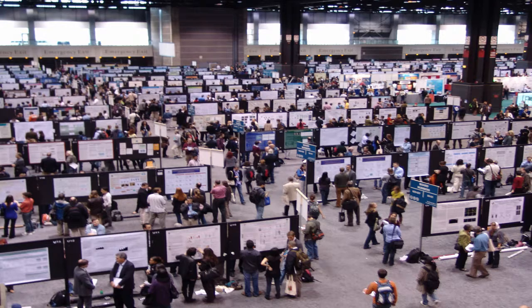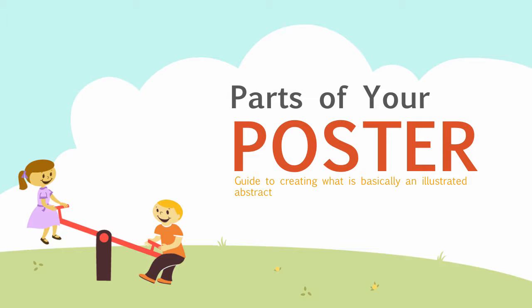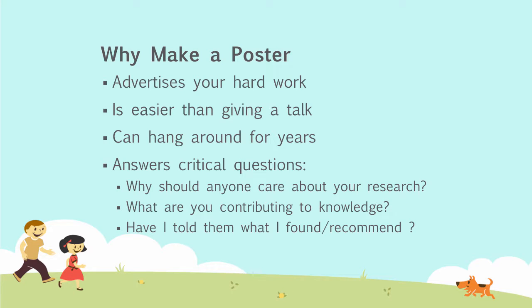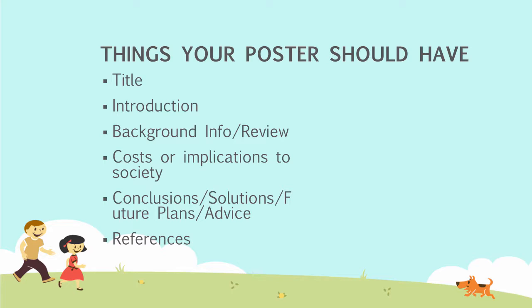So what are some ways to do this? Let's talk about the poster parts first. The first thing you introduce is your title, your intro, your background, your costs or implications to society, and your conclusions and references. And you'll notice that these are, by design, the same titles that we had you write your poster abstract in. So what you're going to do is take the information from your paper and transfer it to the poster.